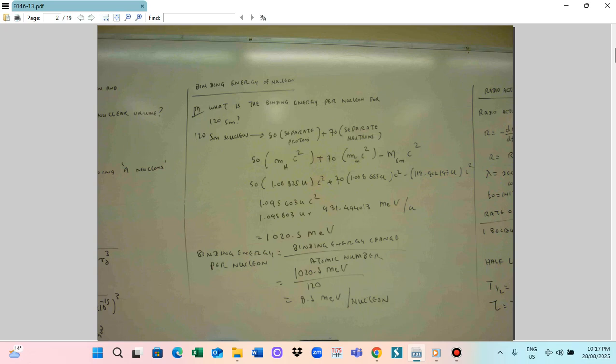It can produce 1020.5 mega electron volt. And therefore, we have to calculate the binding energy. So the binding energy density is the binding energy divided by the number of nucleons.